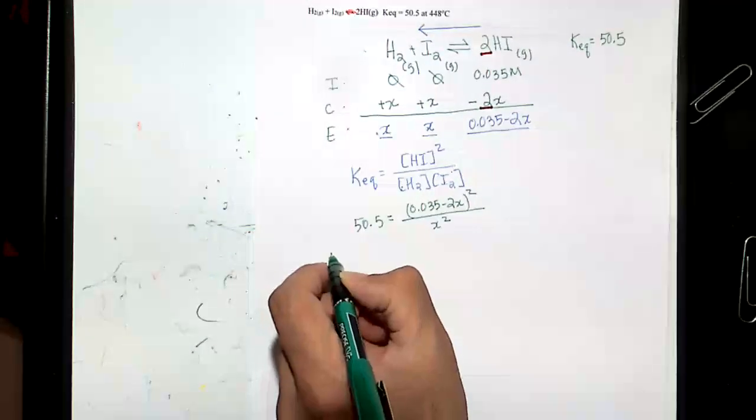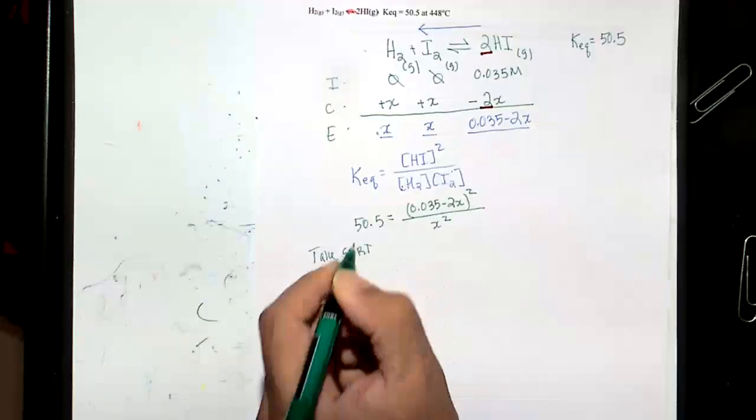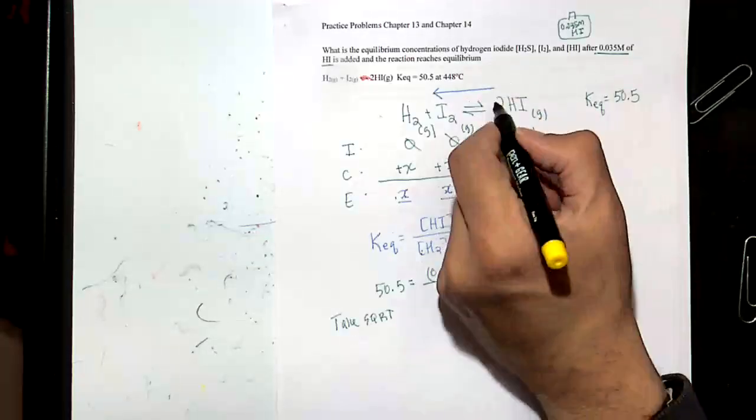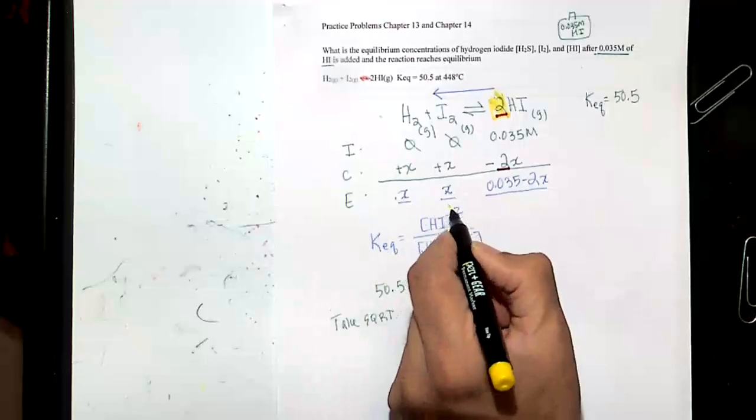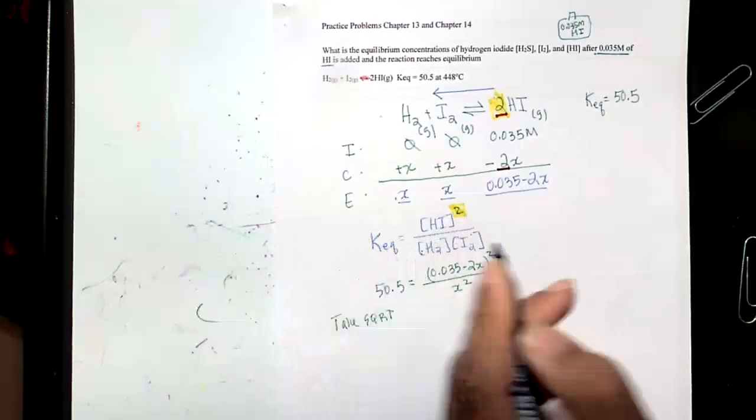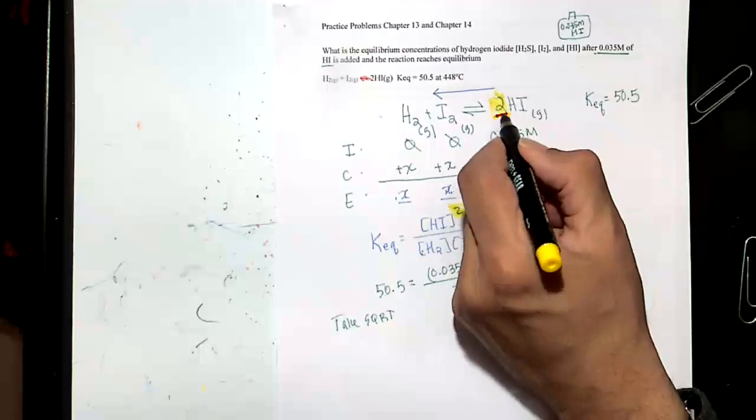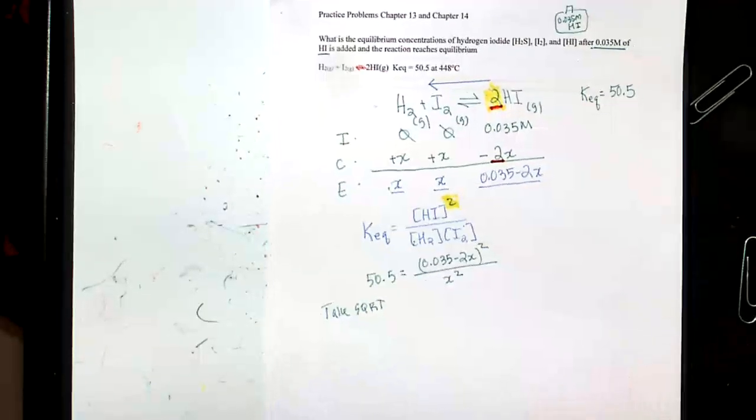Quick question. Can you tell me again why we squared the HI at the top? Yes, we square the HI because there's a 2 here, so that 2 still follows. Okay, thank you. And it's minus 2x in the ICE table, Royce, because it's 2 here. I got you. Thank you. Yes.